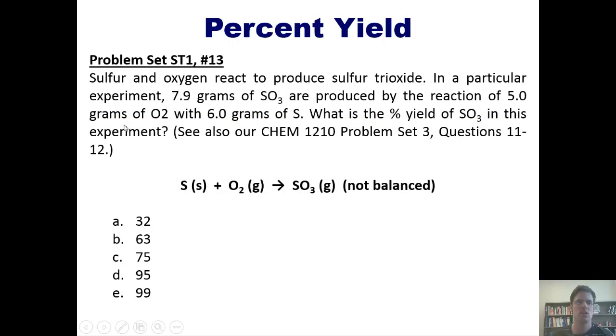Next, sulfur and oxygen react to produce sulfur trioxide according to this reaction, which is not balanced. In a particular experiment, 7.9 grams of sulfur trioxide are made by reacting 5 grams of O2 with 6 grams of sulfur. What is the percent yield of the sulfur trioxide in this experiment?